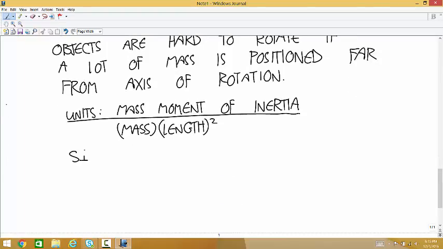And so SI units are kilogram meter squared. It has to, you just have to deal with all the letters.